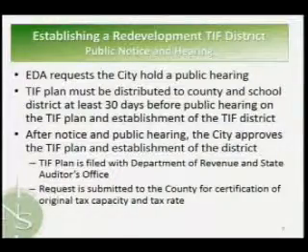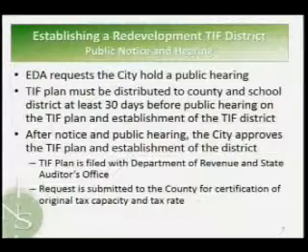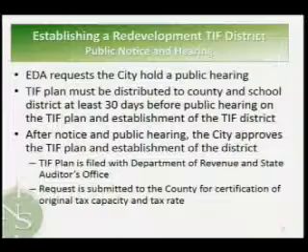After that notice and public hearing, it gets filed, and there's a request to the county to certify. And what happens is that tax base, so the value of that property that exists at the time of certification, that becomes the floor.